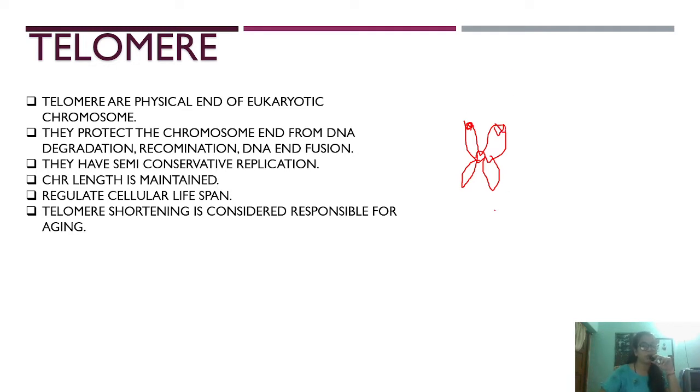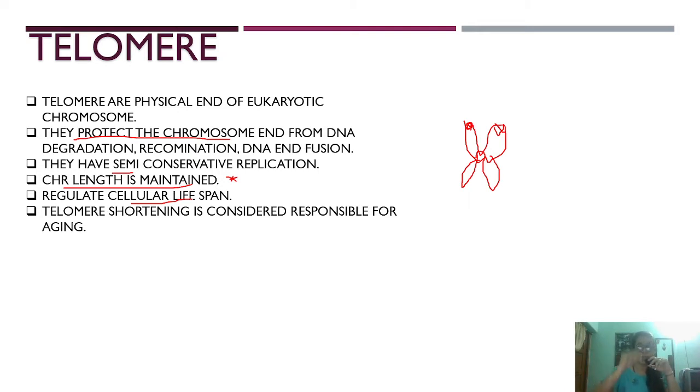It protects the chromosome from DNA degradation, as well as from the end getting fused. It protects the chromosome from DNA end fusion and recombination. The main function is its protection, and telomere replication is semi-conservative in nature and it maintains the length of the chromosome. This is a very important point. What is the important function of the telomere? It regulates the cellular lifespan and is also considered an agent responsible for aging.